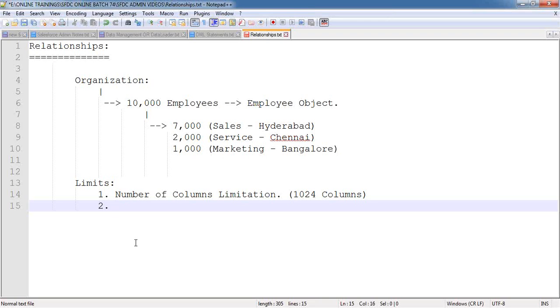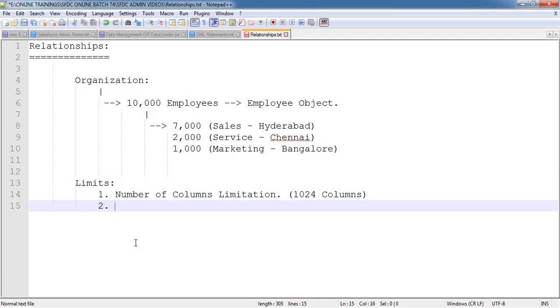Now tell me, can I create one more column at that time, the 1025th column? No. The database won't support, the database won't allow. I can't create more than 1024 columns inside a table. When you try to create the 1025th column, the database will not give any support to you. This is the first problem whenever I'm storing the whole data inside a single table.